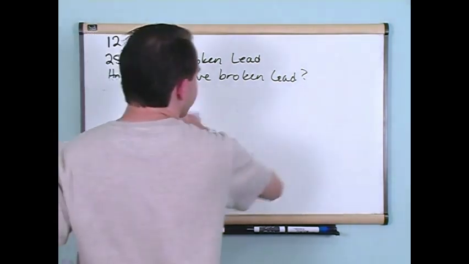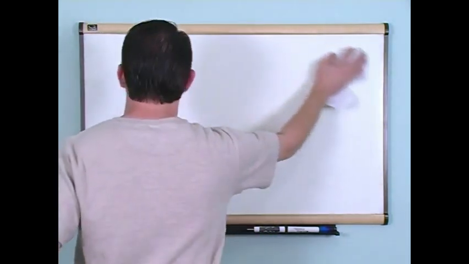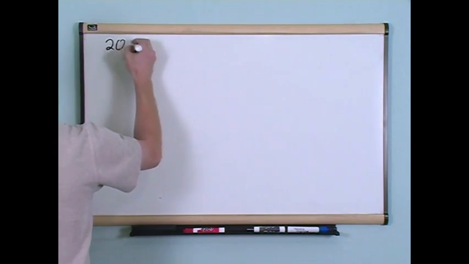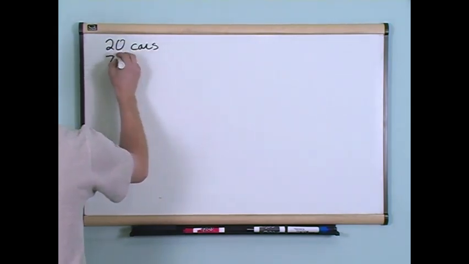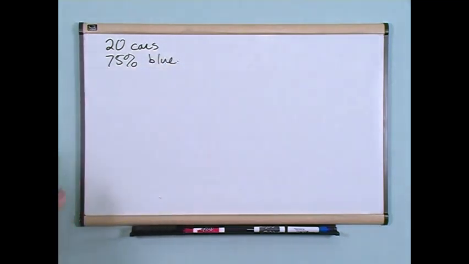And this is the kind of reasons why percentages are really useful. You'll find lots of times percentages kind of tell you how many of a certain number of things are behaving in a way. Let's say you have 20 cars in a parking lot, 75% of them are blue. How many cars are blue? So you have 20 cars, 75% are blue. Question is, how many cars are blue?